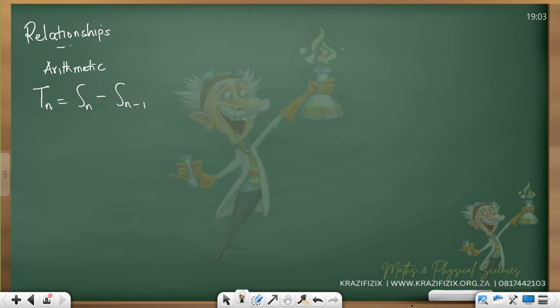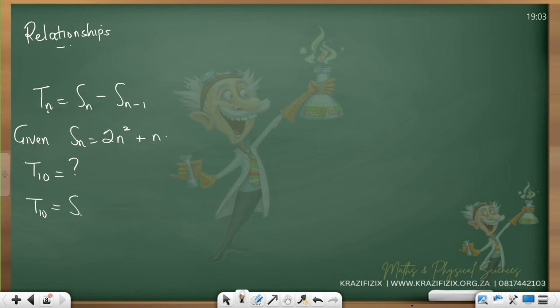Even for geometric, it's the same thing. So if the examiner asks you to find, remember they gave us one Sn the other time. Let's use that. Sn equals 2n squared plus n. If the examiner tells me to find T10, what will it be? I'm looking for 10. My n is 10. T10 will be what? S10 minus what? S9.